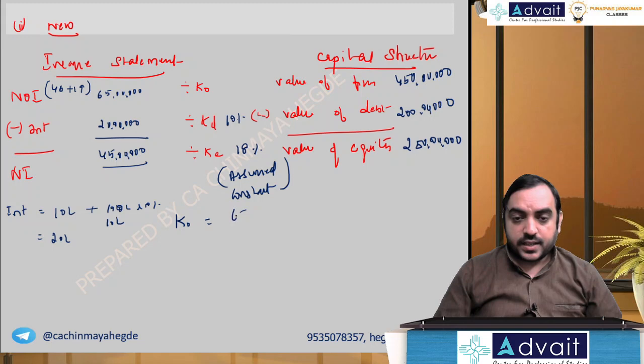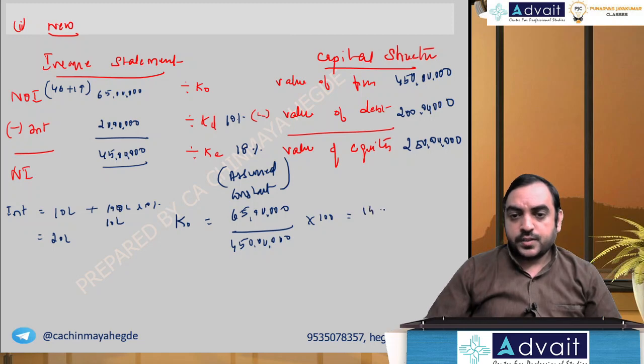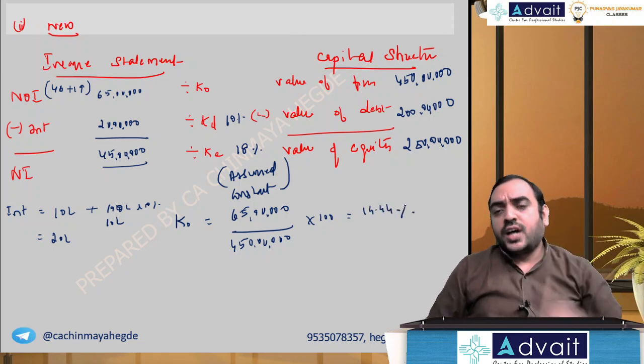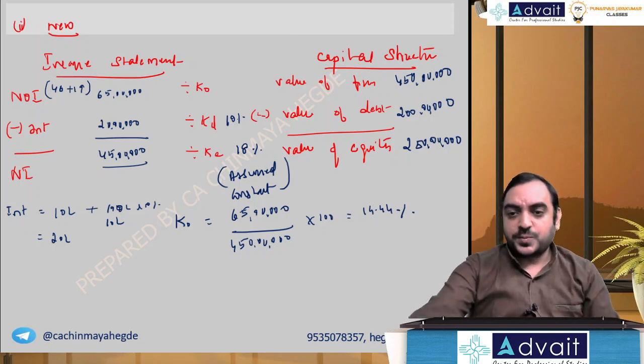Income 65 lakh, capital 450 lakh. To express in percentage, you can multiply it by 100. 65 by 450, 14.44%. And this also you can do the other way format, the tabular format I told you. You can follow for this also.